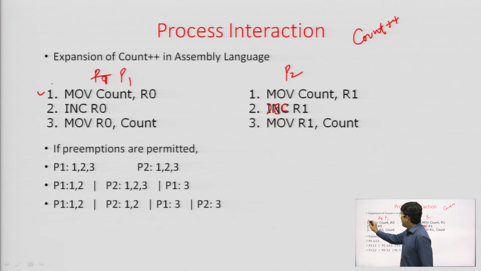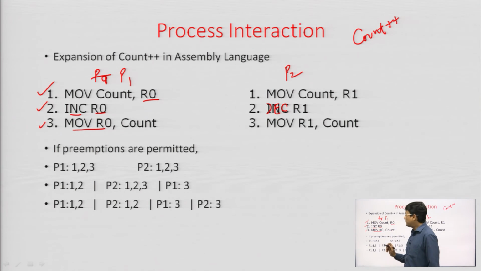So, this is move count, the value of the count to R0 register, then increment this R0 register, and then the value of R0 is transferred back to the count. So, first the increment is done in the register, and then this register value is transferred into the count variable. Let us say we are allowing the preemptions to take place between 3 statements.